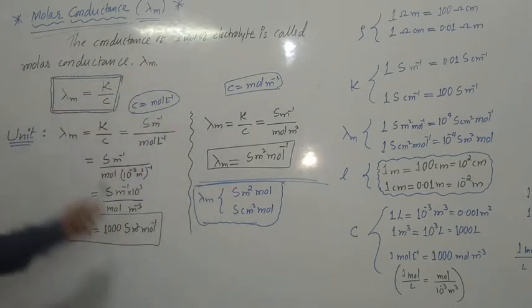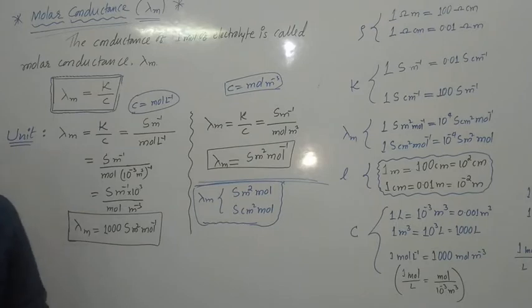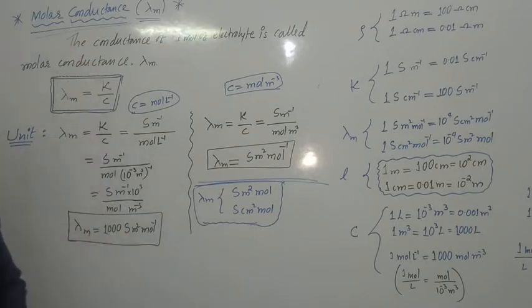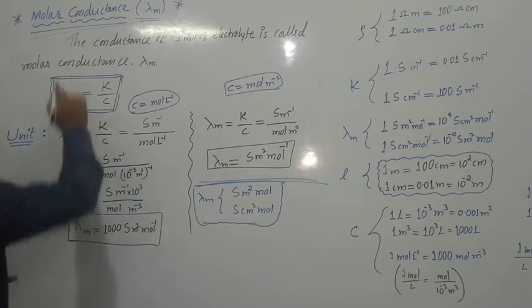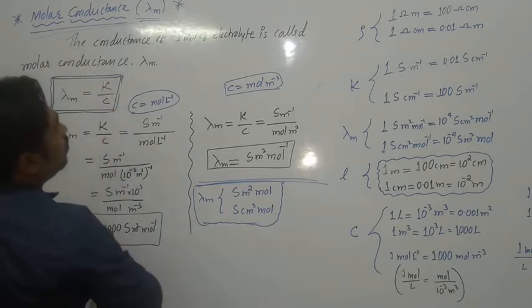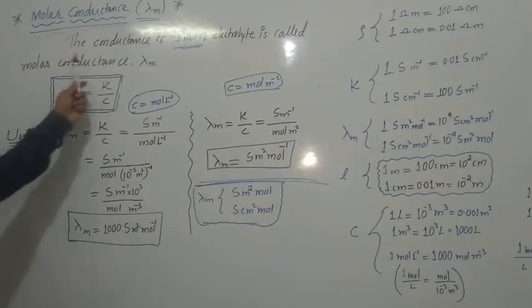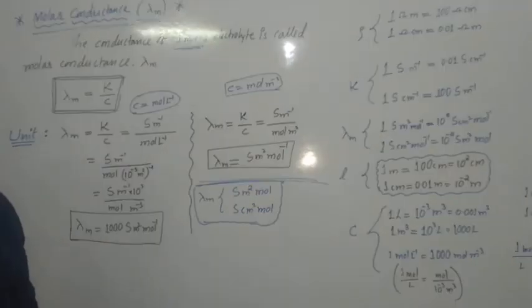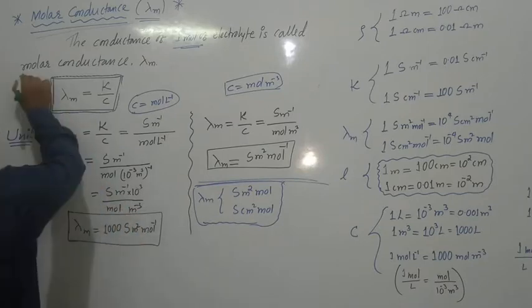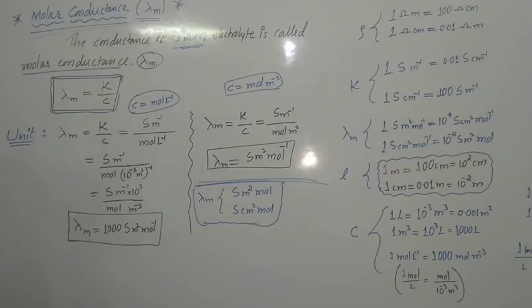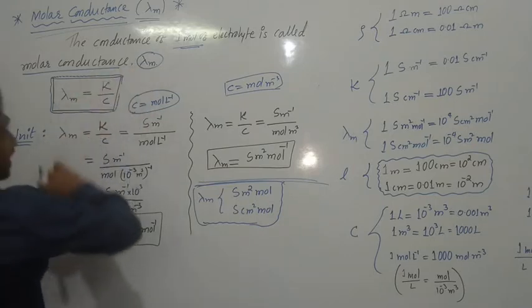The symbol of the molar conductance is lambda m. Please remember this. So let us define what the molar conductance is. It's very simple. The conductance of 1 mole of electrolyte is called molar conductance, and it's symbolized by lambda m.